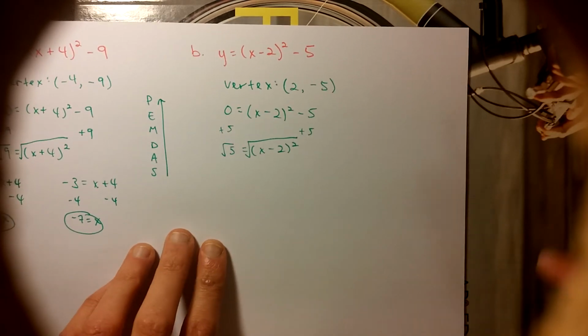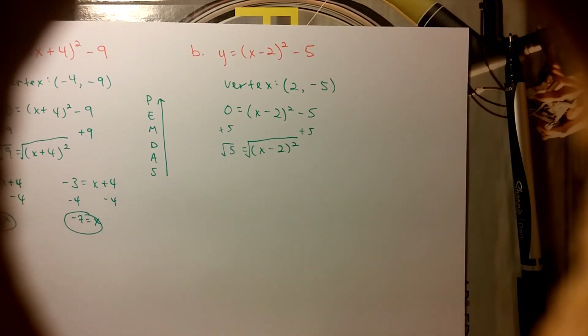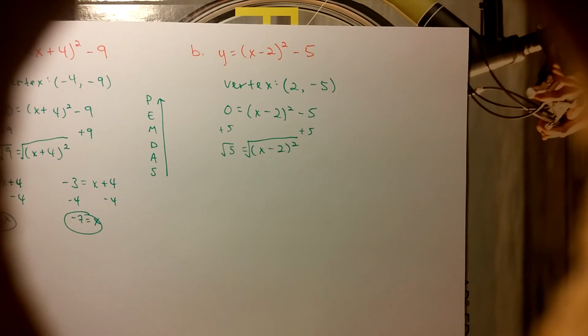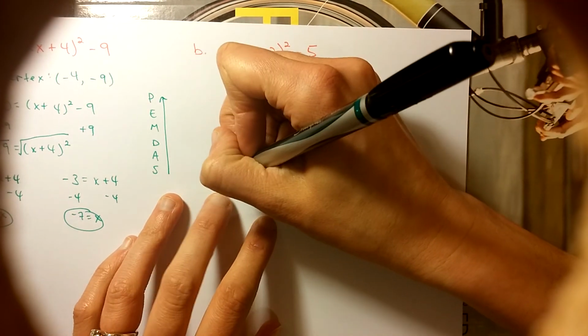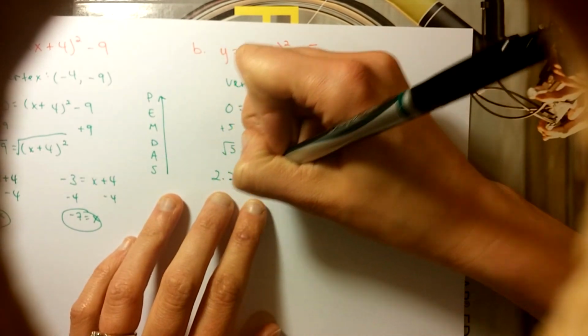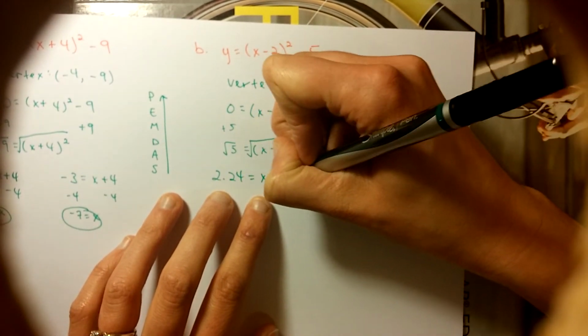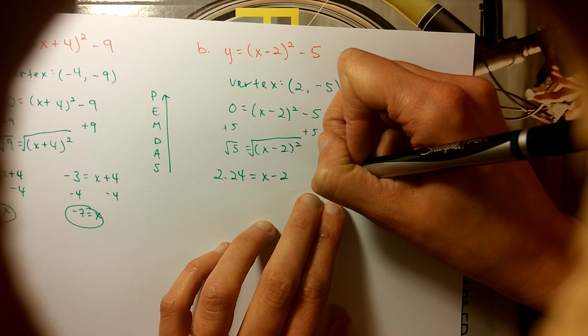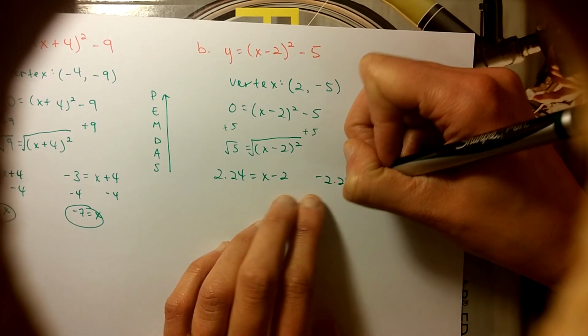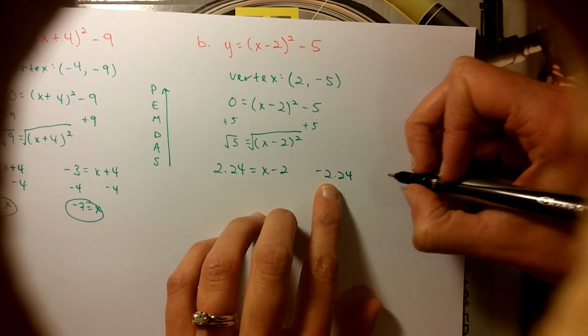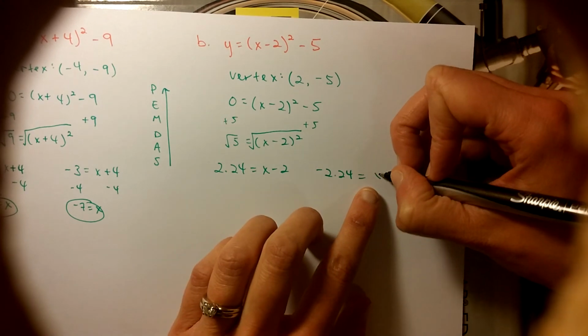So real quickly, sorry, I'm just grabbing my calculator. I'm going to find the square root of 5. And I'm going to round to 2 places after the decimal. So it's about 2.24. And again, there are 2 square roots of 5. So I'm going to have 2.24. Then I'm going to do another equation with the other square root of 5, which would just be the negative of the same number. So -2.24.